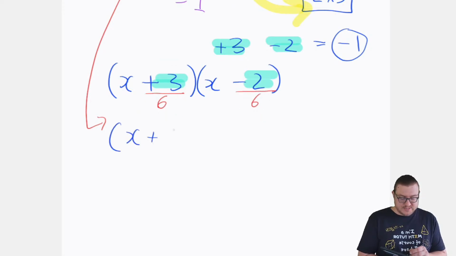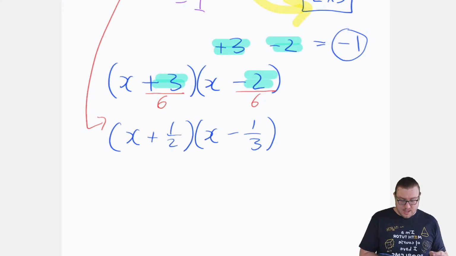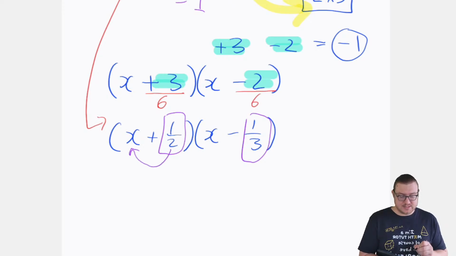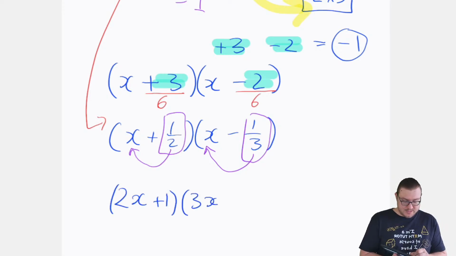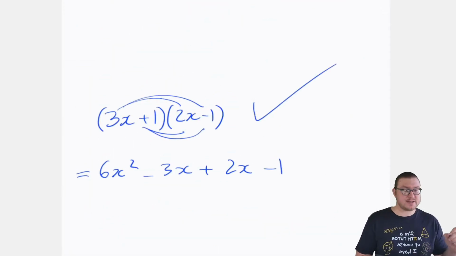So 3 over 6 is 1 over 2, because we can divide the top and the bottom by 3. And 2 over 6 is going to be minus 1 over 3, because we can divide the top and the bottom by 2. Every time when you get fractions that are left over, this just means that the number at the denominator needs to be moved in front of the x. So we end up with 2x plus 1 and 3x minus 1. And let's check. Yes, that is exactly what we had before when we started expanding.